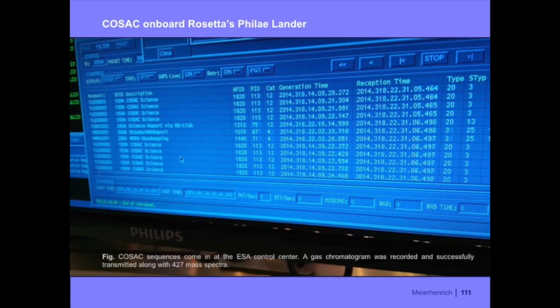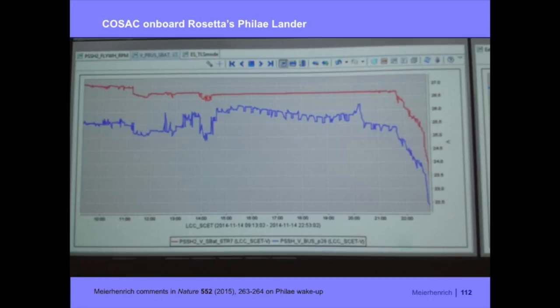In this landing position, our instrument was switched on. We obtained 420 mass spectra. One line of this corresponds to one mass spectrum. This was Friday evening. 1 hour later, the batteries of Philae ran empty. Here, Philae's lifetime ended. 1 hour before, we obtained 420 mass spectra.